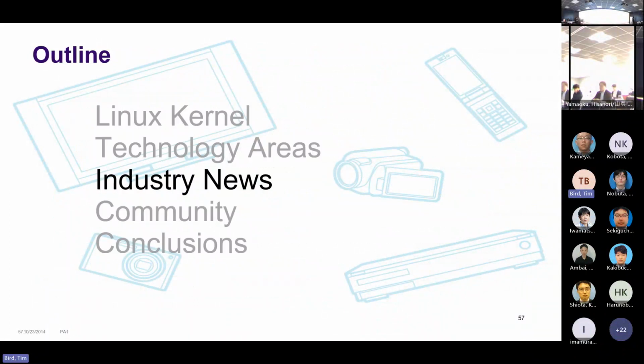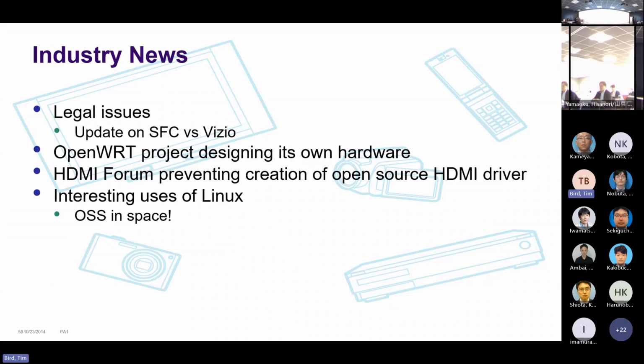That's the hope. Okay, industry news. I don't have a ton of time, but I'll go through a couple. Just a couple of interesting things.